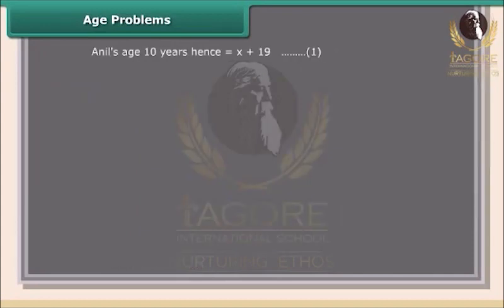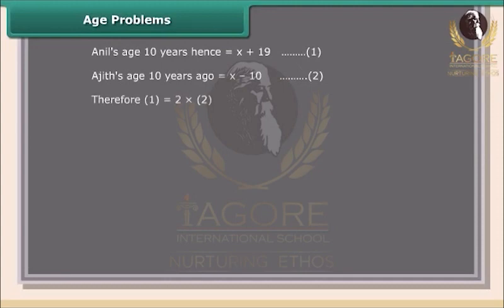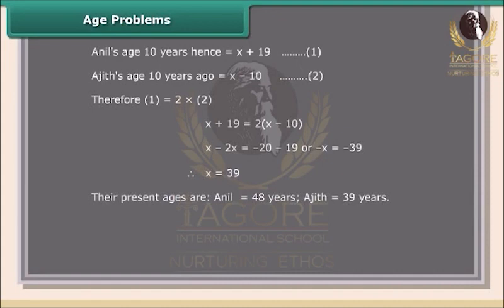Anil's age 10 years hence is equal to x plus 19. Equation 1. Ajit's age 10 years ago is equal to x minus 10. Equation 2. Therefore, 1 is equal to 2 into 2. x plus 19 is equal to 2 into (x minus 10). x minus 2x is equal to minus 20 minus 19, or minus x is equal to minus 39. Therefore, x is equal to 39. Their present ages are: Anil is 48 years, Ajit is 39 years.